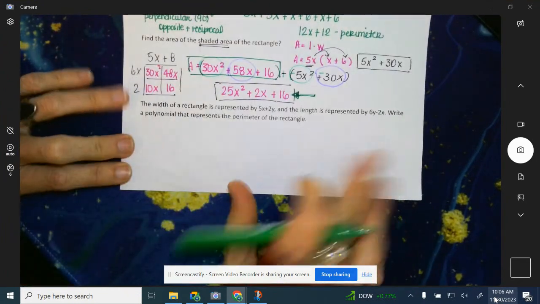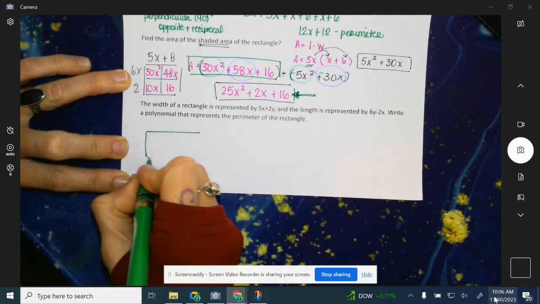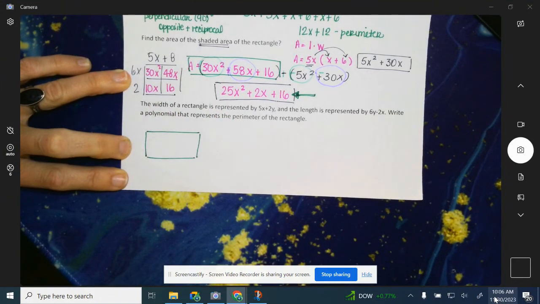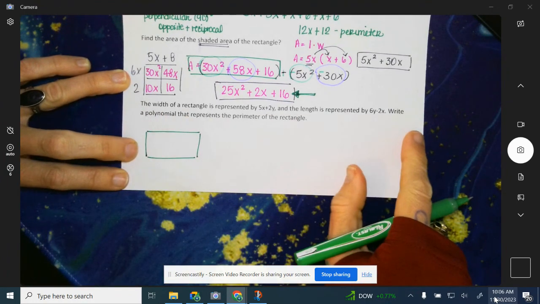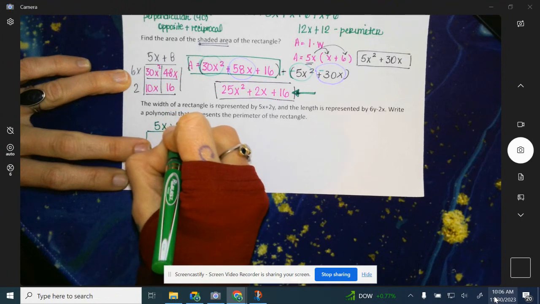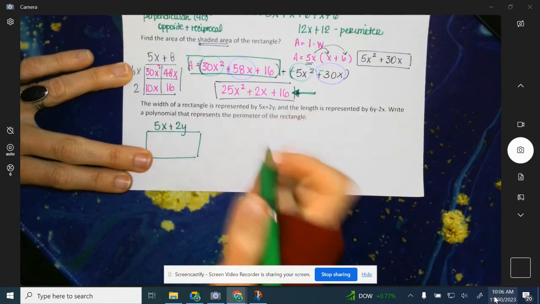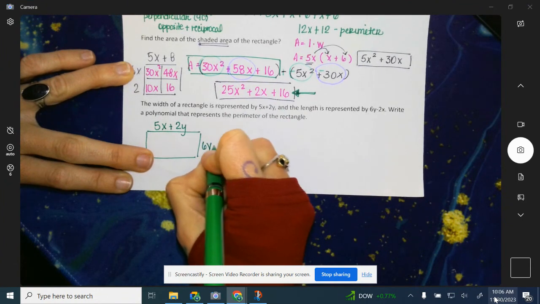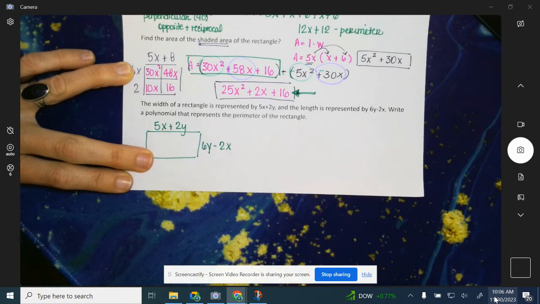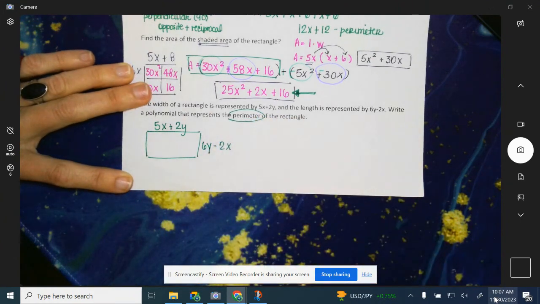All right, last but not least, the width of a rectangle. If I were you, I would just draw a rectangle, because again, word problems get long and lengthy. The width is represented by 5x plus 2y. The length, and it doesn't matter which side because it's a rectangle, is represented by 6y minus 2x. Write a polynomial that represents the perimeter of the rectangle.